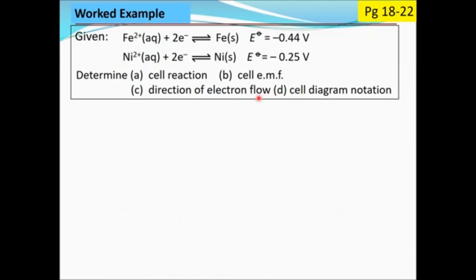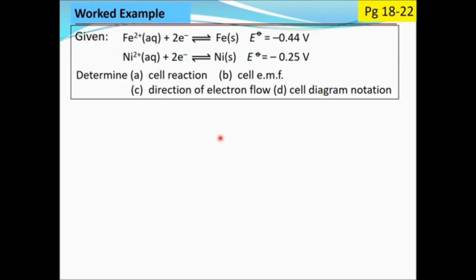So in this worked example, we're going to do 4 parts to it, right? Trying to find the cell reaction, the cell EMF, the direction of electron flow, and also the cell diagram notation. The cell diagram notation, or cell diagram in short, is something that we have done earlier, but also stated just on this page as well. So as a quick recap, you can use it easily.